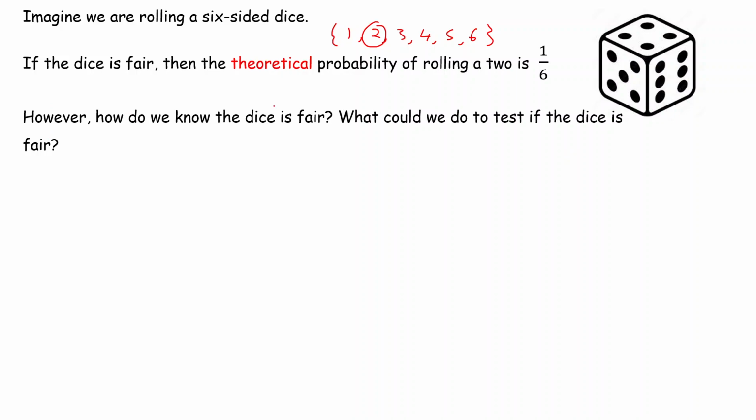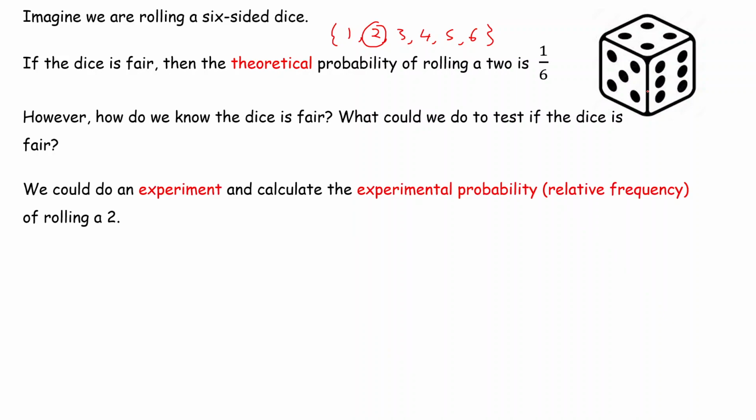However, how do we know that the dice is fair? Because we could just be assuming that it is fair. What could we do to test if that dice was fair? What do you think you could do? Well, that is where the experimental bit comes into play. We could do an experiment and calculate the experimental probability, which is also called the relative frequency, of rolling a 2. So we could roll the dice, let's say, 100 times, and record how many 2s you get. The closer it is to 1/6, the more you can be certain that the dice is fair. You can never be certain, but the closer it is to a 6th, the more certain you're going to be.